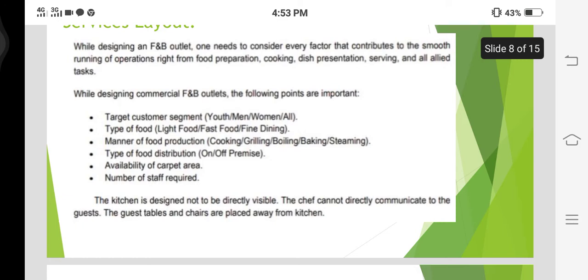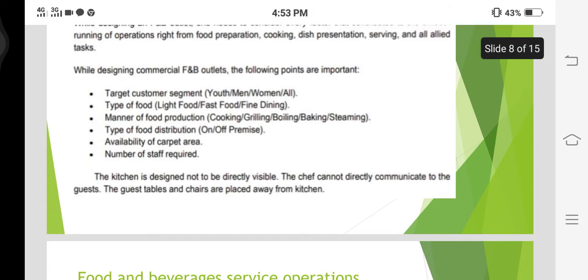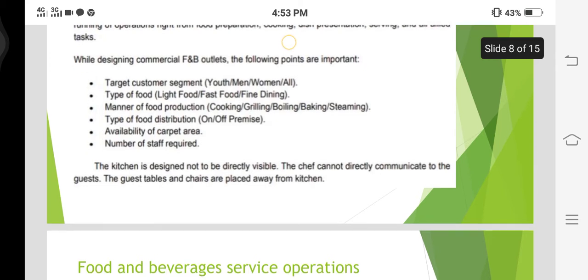Next is type of food. What is the type of food processed in your restaurant? Light food, fast food, fine dining? For example, Jollibee is fast food. Light food is served in cafeterias, while fine dining is formal dining, full service dining.